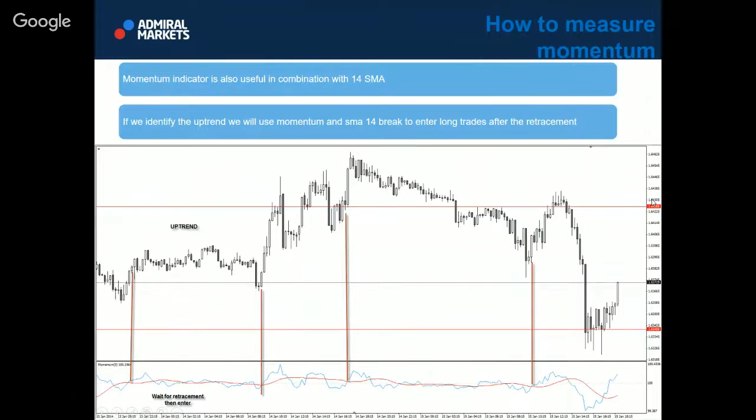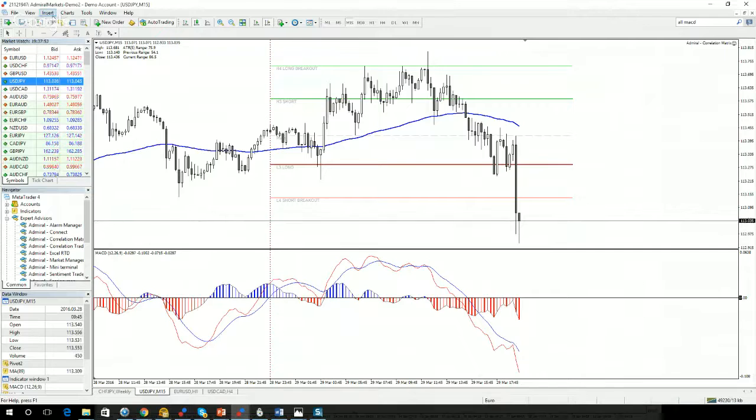Now, additional tip, guys, for all of you who prefer to trade with different systems and indicators, this is how you can also do it. So you have momentum indicator and an SMA applied to a momentum indicator. So if we identify the uptrend, we will use momentum SMA break to enter long trades after retracement. So when momentum line crosses SMA on the same chart, in the same window, you can actually hope for a breakout. This is just a quick tip, and this is how you do it.